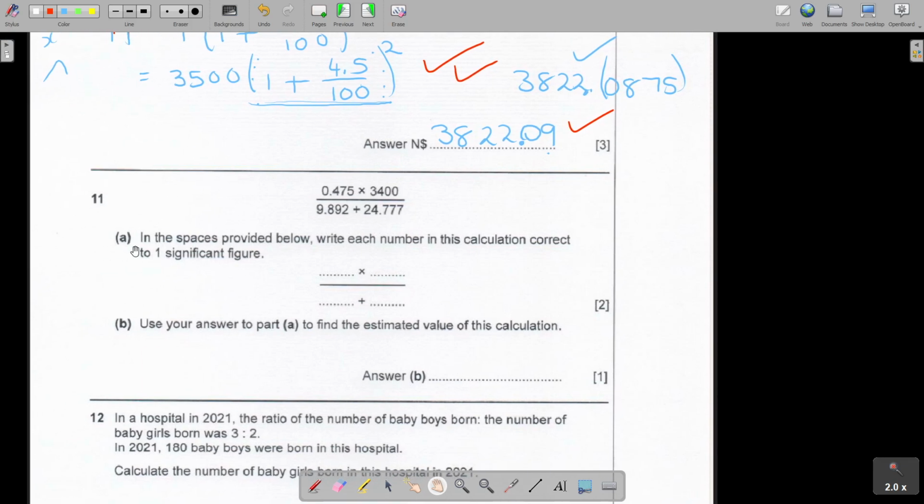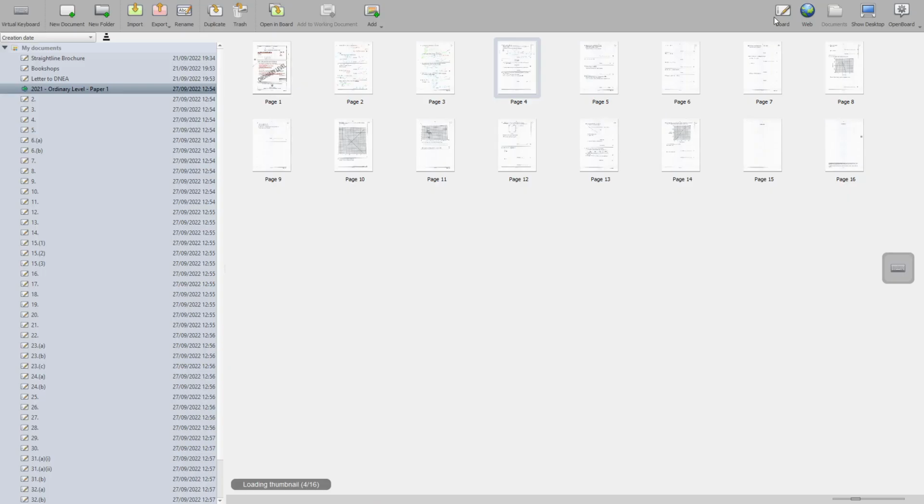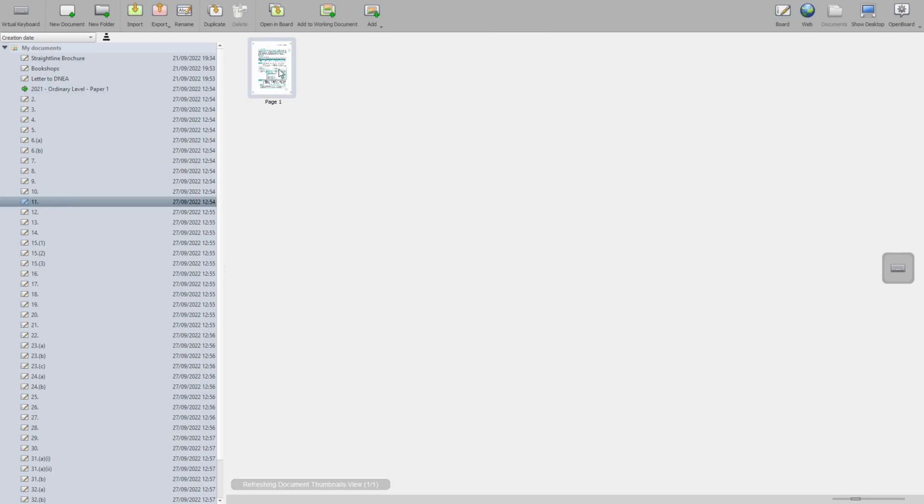Question number 11. In the space provided below, write each number in this calculation correct to one significant figure. Now, I'm going to take you back to the textbook, to approximation, because this is such an important thing. Every question must, if they don't specify otherwise, be 3 significant figures. So I want to take you, this is a very, very important thing, according to me, approximation. So I'm going to take you back to that question, and that's question 11, to the textbook.